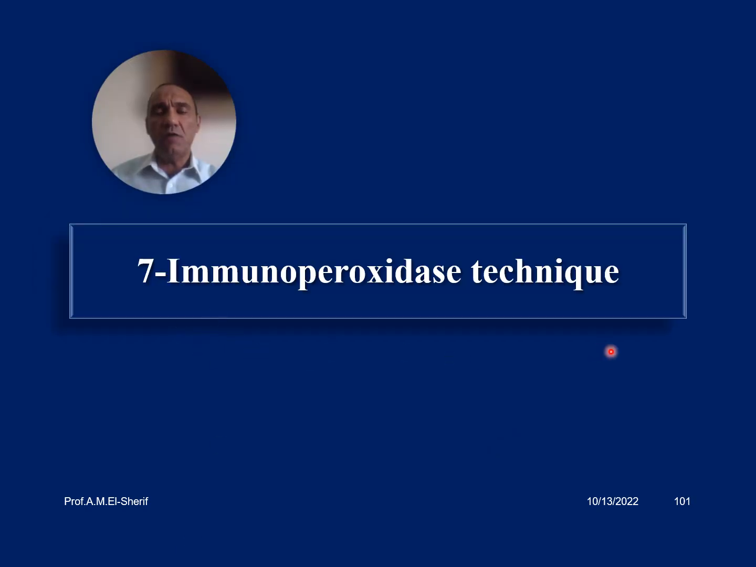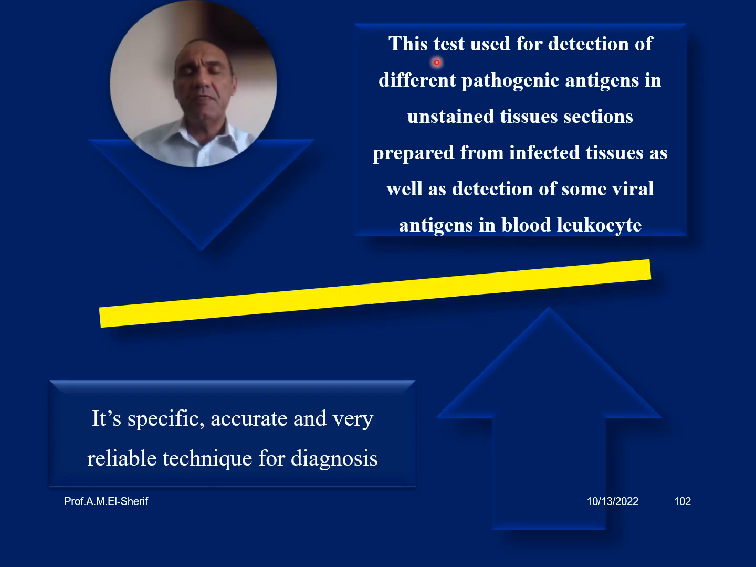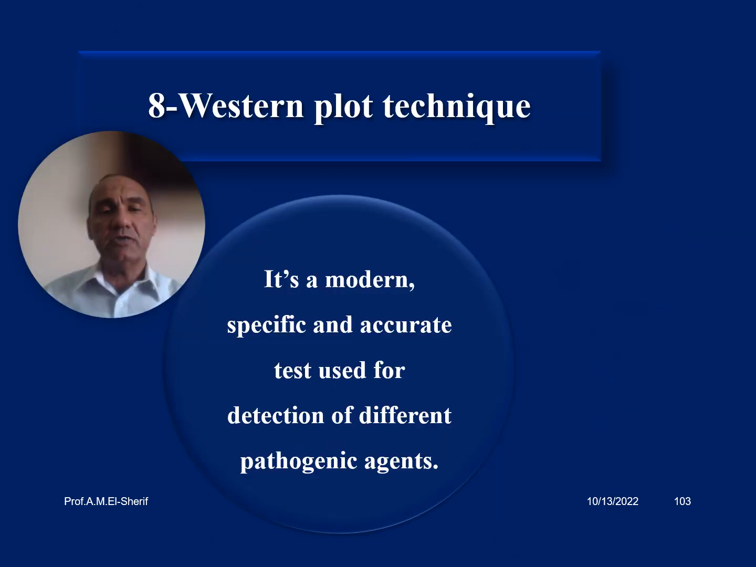Immunoperoxidase test, one of the newest techniques, is used for showing the antigen or antibody reaction inside the cell itself, with sensitivity reaching 95% and specificity reaching 90%. This test is used for detection of different pathogenic antigens in unstained tissue sections prepared from infected tissues, as well as detection of some viral antigens in the blood leukocytes. It is a specific, accurate, and very reliable technique for diagnosis.